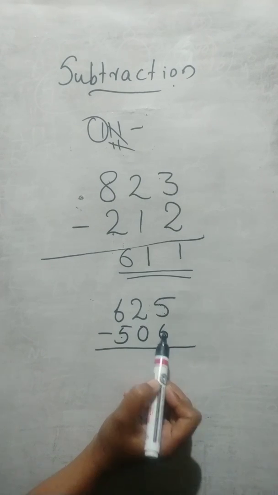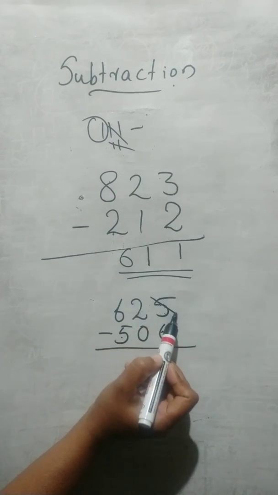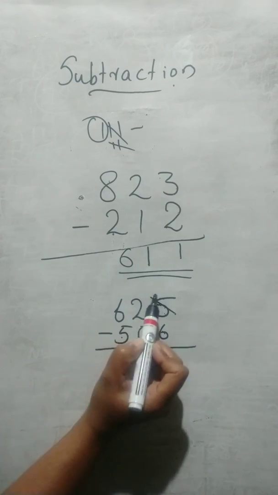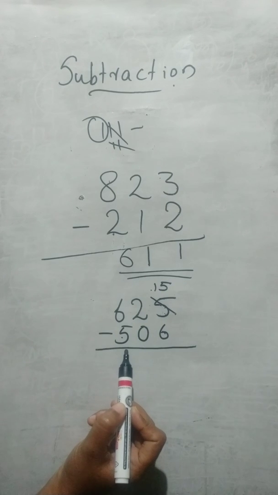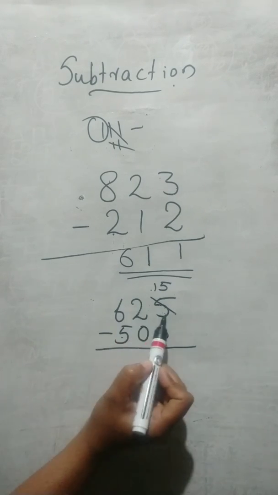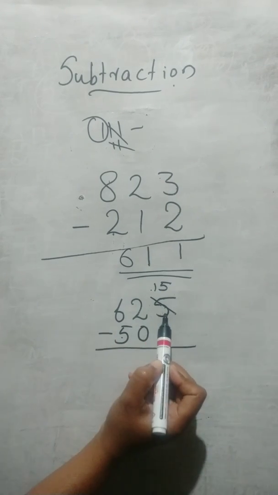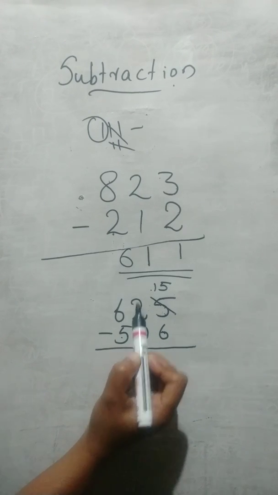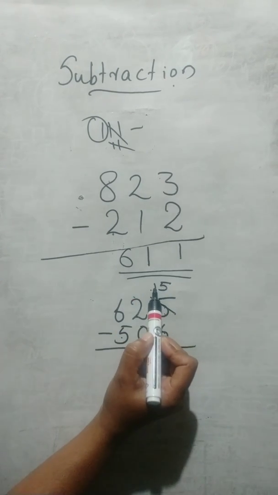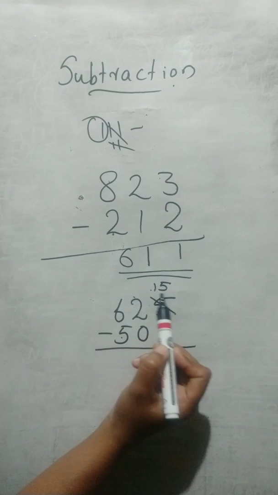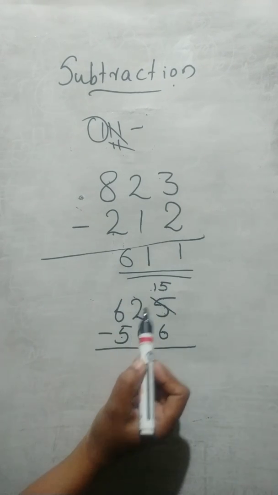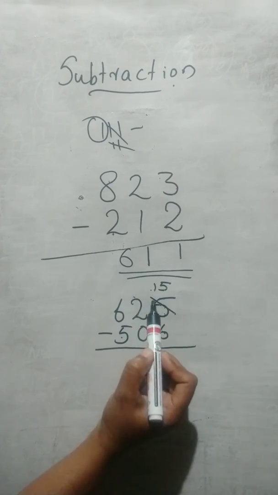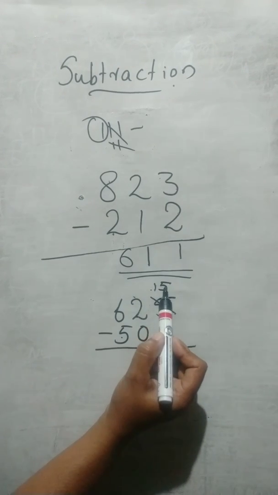So at that time we have to cut this 5 and we can write here 15. How did this happen? Actually here it is 25. That means 20 and 5. From this 20 we can take 10 and we can write that number here. Now 10 plus 5. Actually this is the process going on behind this subtraction. Now 10 plus 5, that is 15.